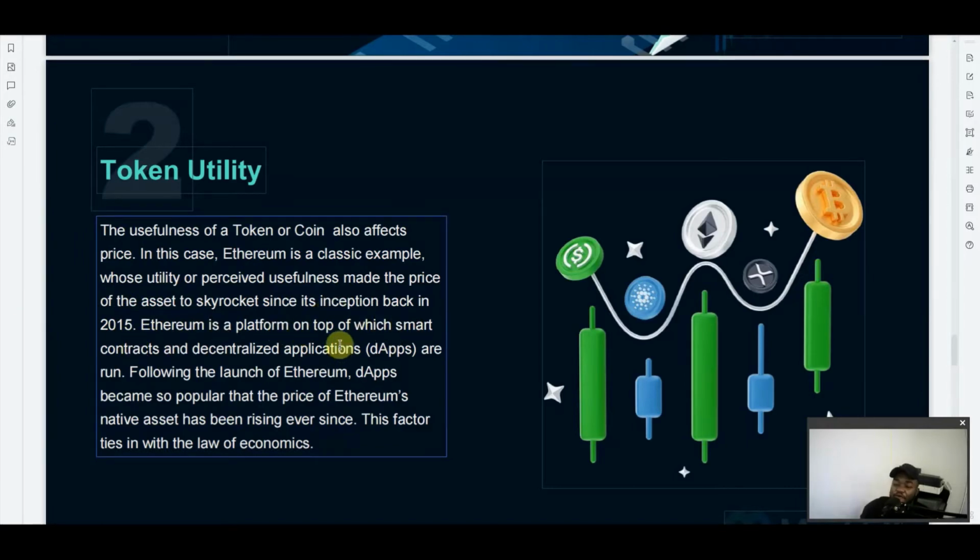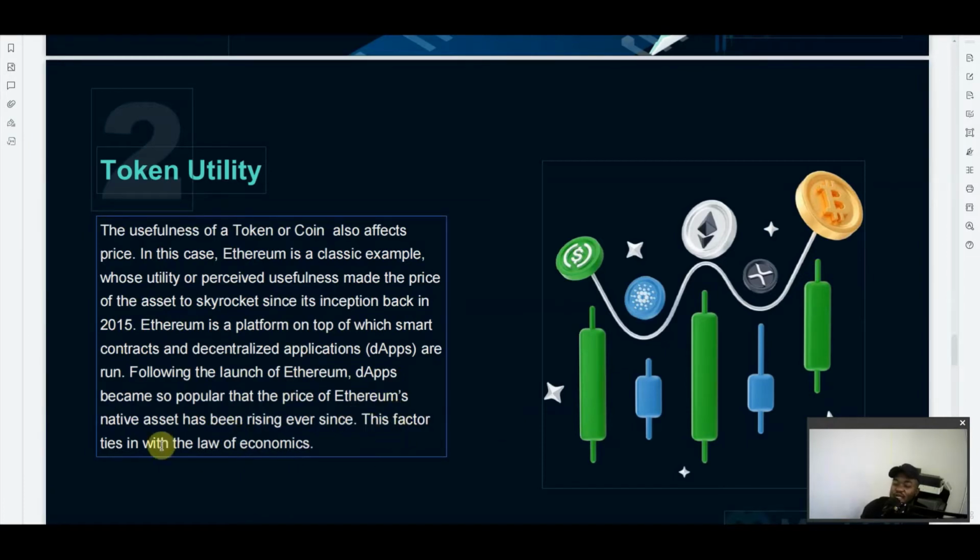Ethereum is a platform on top of which smart contracts and decentralized applications (dApps) are being run. You know that, you know the story. Following the launch of Ethereum, dApps became so popular that the price of Ethereum native assets has been rising ever since. You know the story, and that's the fact of what happened in Ethereum.